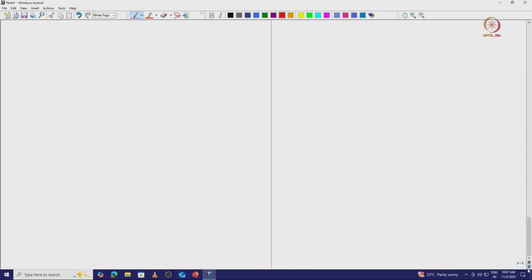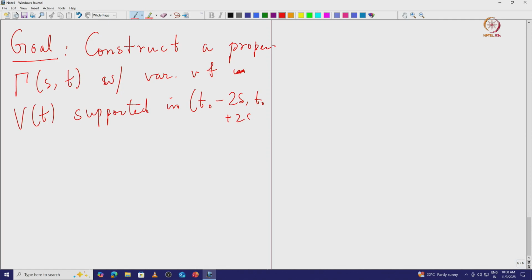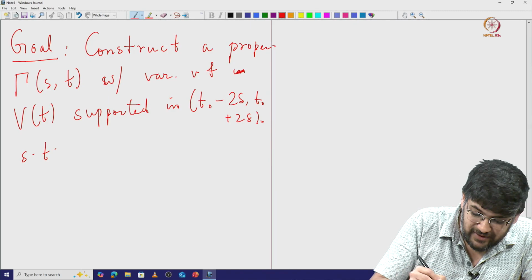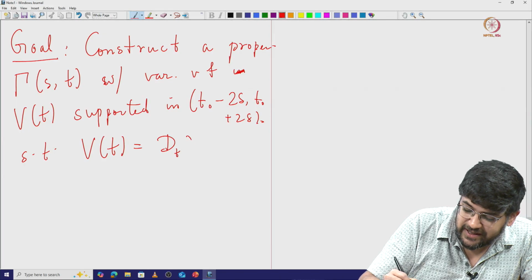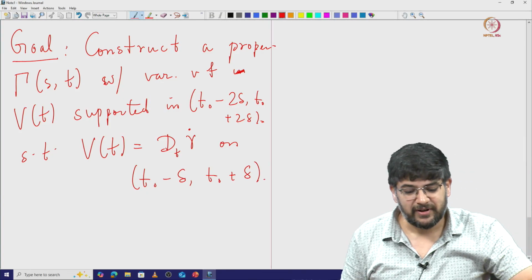All right. So, now what is our goal? We want to construct a proper variation Gamma of gamma, with variation vector field V of t, which is only supported in this interval t naught minus 2 delta to t naught plus 2 delta, and such that V of t is given by the intrinsic acceleration on, let us say, a slightly smaller interval t naught minus delta to t naught plus delta. Okay.